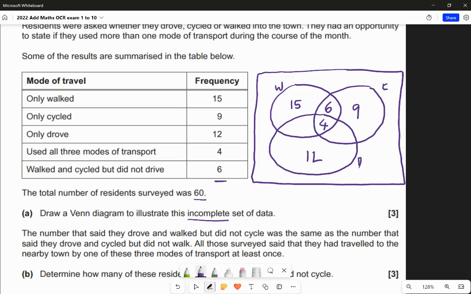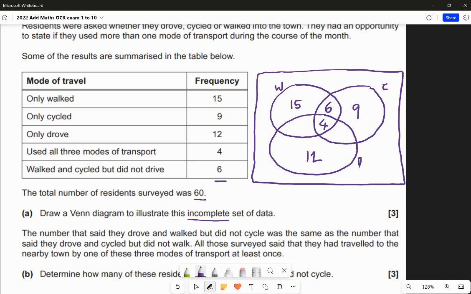Okay, so there are 3 gaps. The people who did not do any of those 3, and then the people who walked and drove but did not cycle, and the people who cycled and drove but did not walk. Okay, we've got our 3 marks because we've drawn the Venn diagram to illustrate the incomplete set of data.